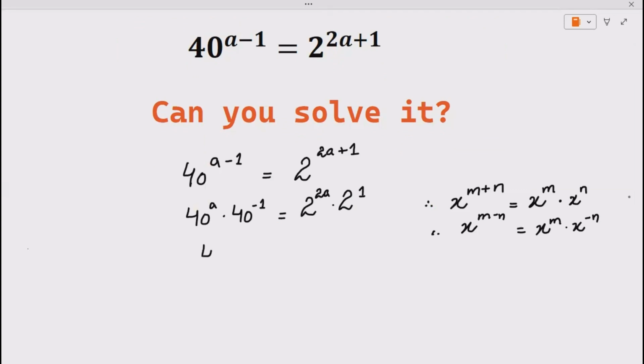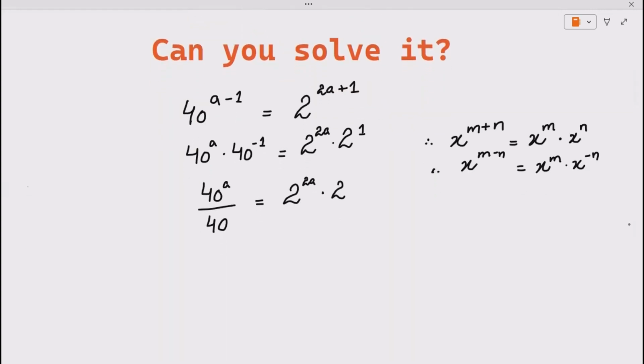Now the second thing is this is 14^a. Since this is 14 raised to the power minus 1, when I take it to the denominator, it becomes 14 to the power plus 1, right? So minus 1 becomes plus 1, equals, this thing remains as it is, 2 to the power 2a, and 2 raised to the power 1 is 2.